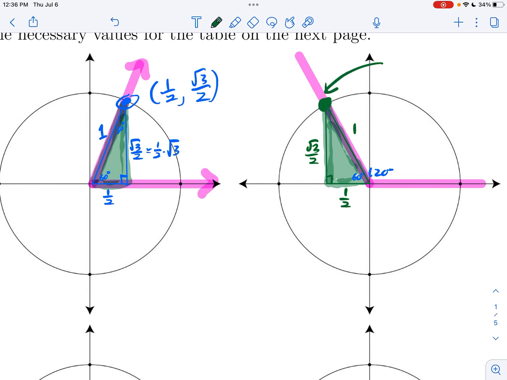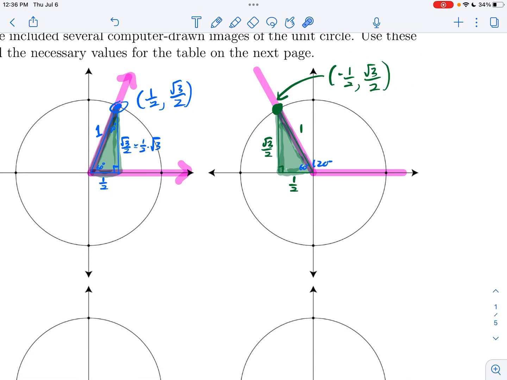The only difference is now we've gone to the left. So this distance of 1/2 goes left. We have a negative x. The y is the same. So you're not reinventing the wheel every time you do this. You're going to notice, oh, I have a triangle that's very similar to a triangle that I've drawn before. I know what these distances are, and hopefully I can just kind of pop in the values.